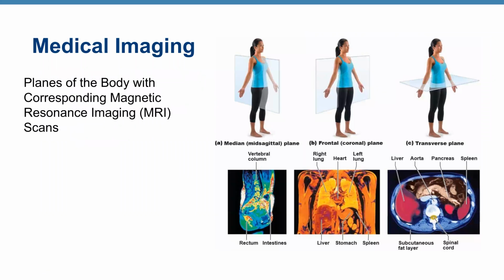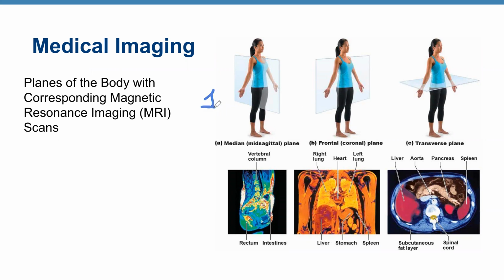Okay, so also in this chapter, we will cover medical images. Those are planes of the body with corresponding magnetic resonance images, or MRI, that are presented on this slide. So in anatomy, you probably already learned about planes. Those are imaginary planes that cut your body into sections. And we have 3 major planes.